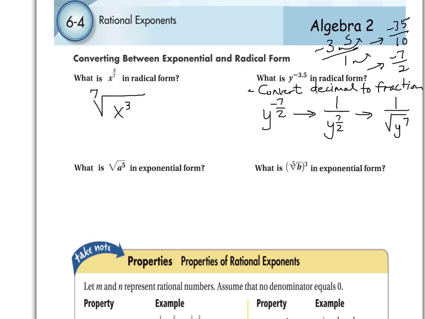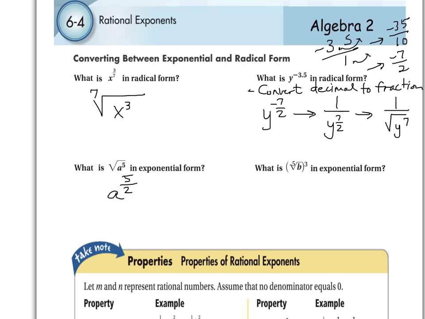So, third example, what is the square root of a to the 5th in exponential form? So, again, this is going to be the base of a. The power goes on top, and the root goes on the bottom. So we have a to the 5 halves power.